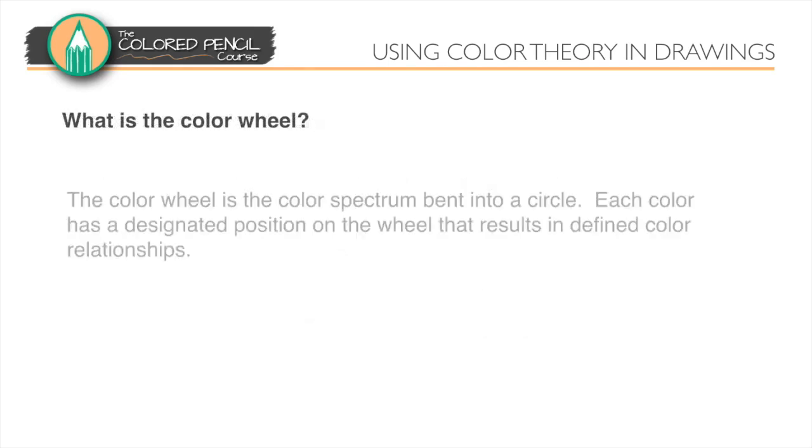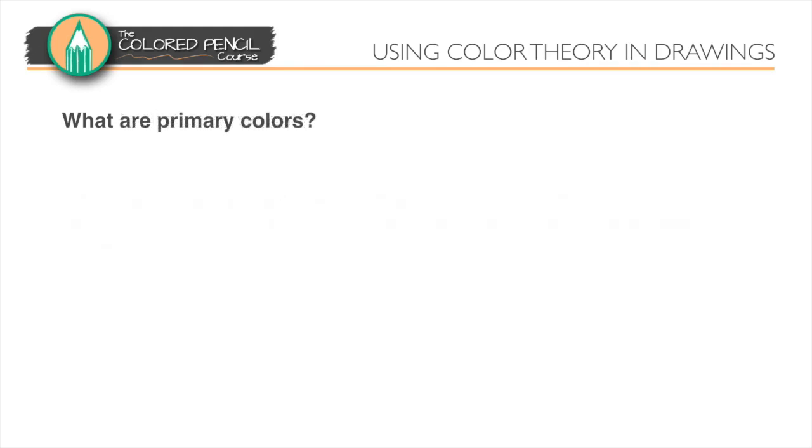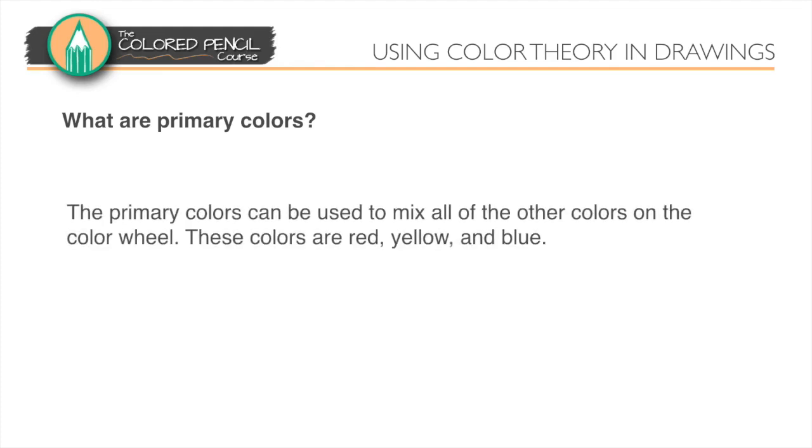What is the color wheel? The color wheel is the color spectrum bent into a circle. Each color has a designated position on the wheel that results in defined color relationships. The first set of colors are primary colors. The primary colors can be used to mix all of the other colors on the color wheel. These colors are red, yellow, and blue.